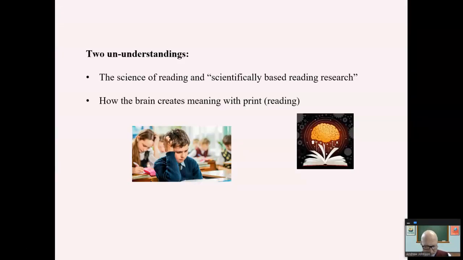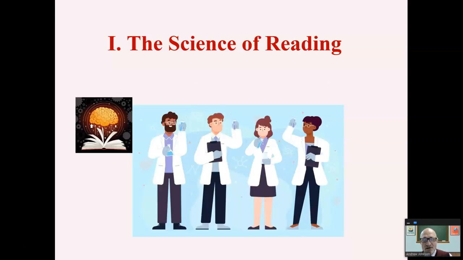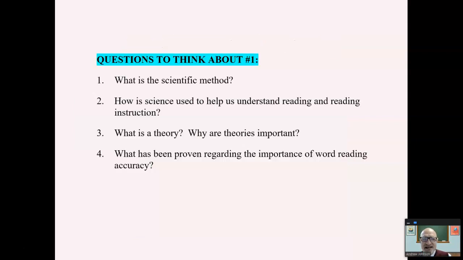But first, there are two great ununderstandings in the world of education. The first one is the science of reading and scientifically based reading research. That understanding leads to ineffective reading instruction and interventions. And the second one is the understanding related to how the brain creates meaning with print or reading. We are going to address understanding number one, the science of reading. We'll save the second one for another day. So let's take a look at it.